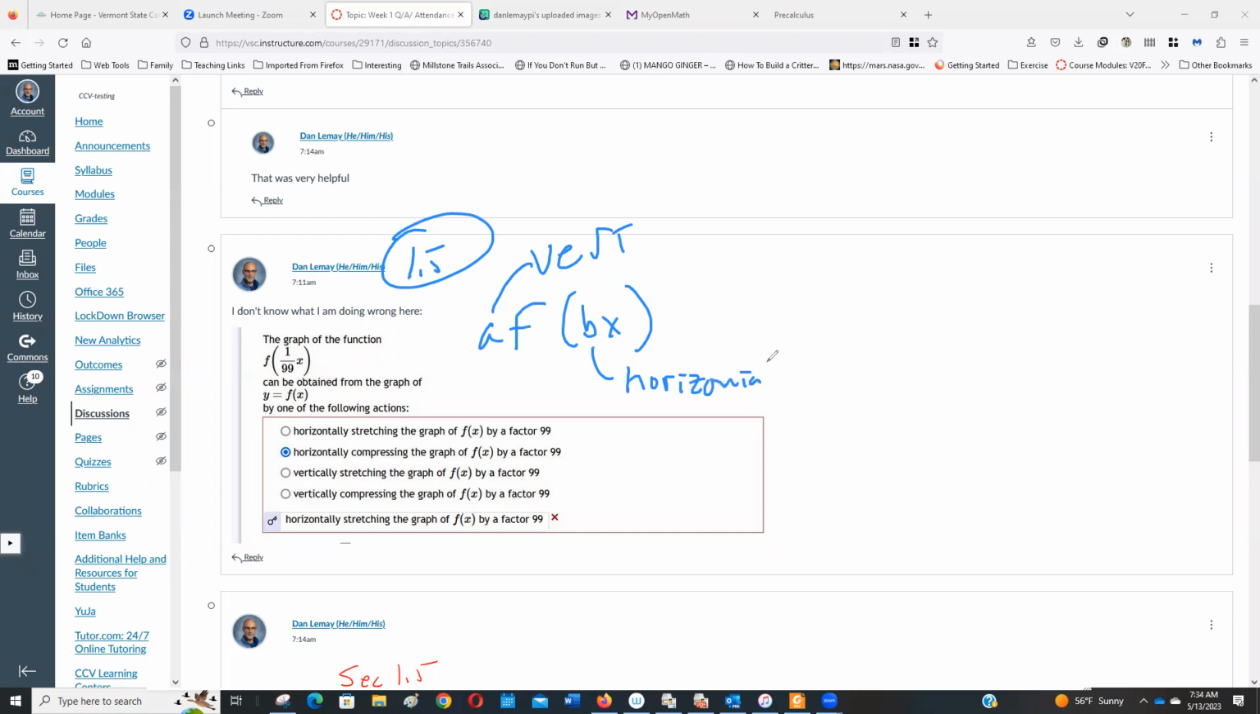And you know it's a stretch, because what you do with the factor is going to be 1 over whatever the b is. So this is 1 over 99. So that's why it's a horizontal stretch. Actually, what happens is it's a stretch because of the factor. If this b number is greater than 0 but less than 1, it's going to be a stretch.